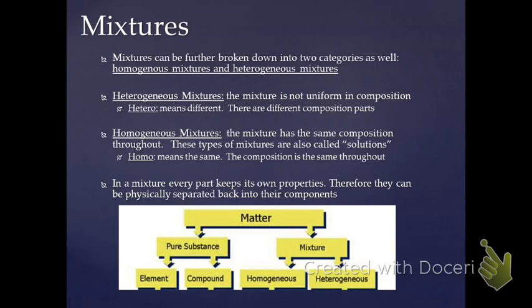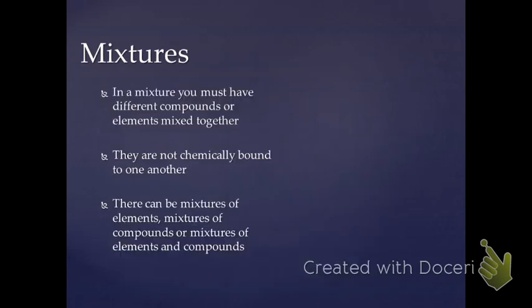In a mixture, it's important that you note that every part keeps its own properties. Therefore, they can be physically separated back into their own components. Like salt water. Boil the water away, you have the salt remaining. It can still be physically separated. In a mixture, you have to have either different compounds or elements mixed together. Remember, they're not chemically bound to one another. You could have a mixture of elements, a mixture of compounds, or a mixture of elements and compounds.